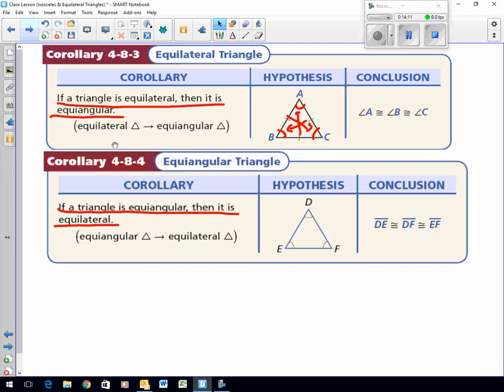Corollary is another thing for theorem or proof. Okay? Right? Here's the easy takeaway, guys. Equilateral equals equiangular. Okay, the equal sign means equal. Right?